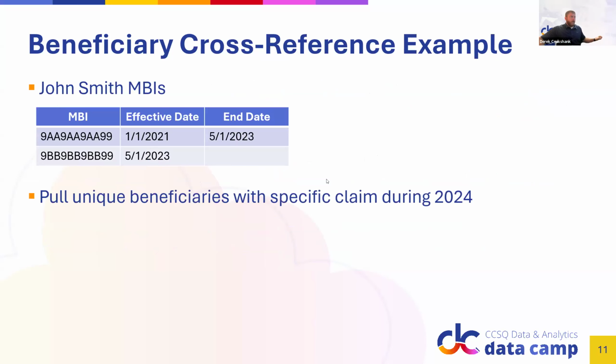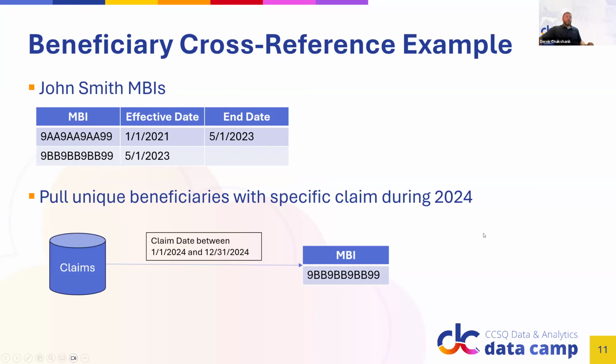So an example, let's say John Smith has this MBI value that was effective January 1st, 2021 through May of 2023. And then they got a new MBI, maybe due to fraud, maybe due to some security thing where their information was released to the public or something, and they requested a new identifier. So at that time, they were given it, and that is currently what it is.